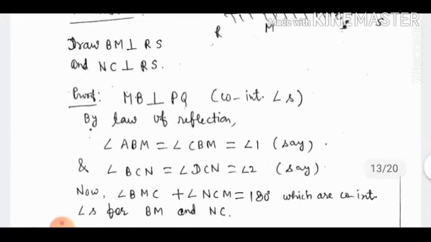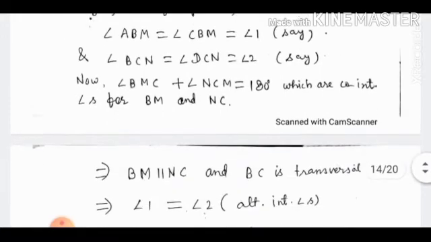Now angle BMC plus angle NCM is equal to 180 degrees, which are co-interior angles for BM. So angle BMC plus NCM is 90 degrees, as we have constructed. The sum is angle BMC plus angle NCF is equal to 180 degrees. These angles are consecutive interior angles for BM and NC. This implies that BM is parallel to NC.